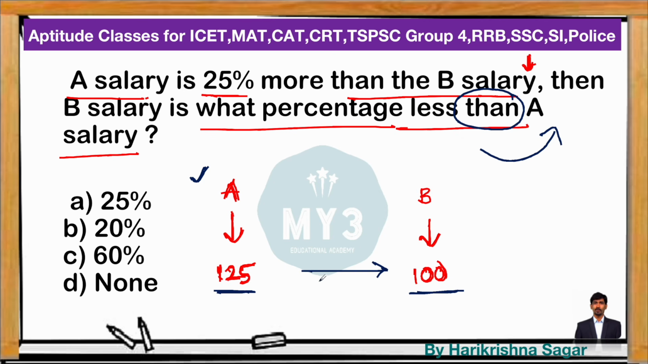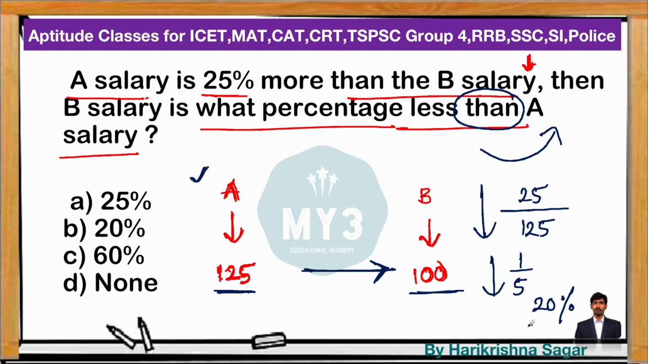125 become 100. What is the percentage decrease? 125 become 100 means we can say on top of 125 there is a decrease of 25. 25 ones are 25, 5 fives are 25, it will give a result as 1 by 5.